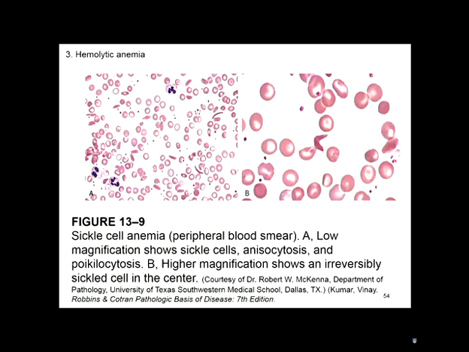All right, but even under normal circumstances, when the patient is not in crisis, if you look at their smear under the microscope, you can see some sickle cells, as well as some other features: abnormal shapes, abnormal size, some increased variation in size and variation in shape. So anisocytosis and poikilocytosis are the two things you see even in patients that are not in crisis.